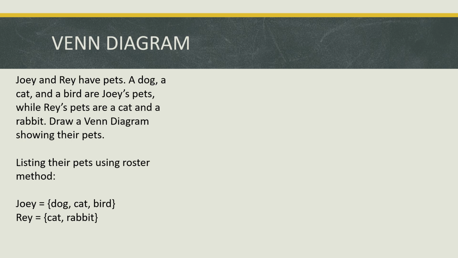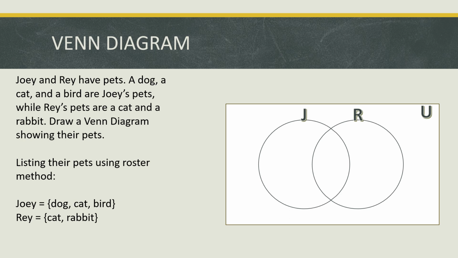So the first thing that we need to do for us to draw a Venn diagram is to draw two circles that overlap inside a rectangular shape. So this will serve now as our Venn diagram. We will name the first circle as J for Joey's pets and the second circle as R for Ray's pets. And this U is our universal set.